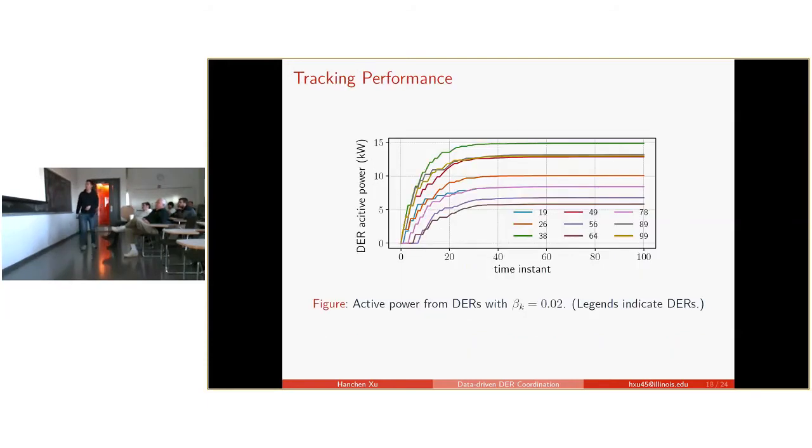And this is the tracking performance. Essentially the y-axis is the DR active power output, and this is a time instance. As we can see that there are some steps, essentially, which means that, for example, here, the DR at bus 99 does not update. Whenever it's flat, it means that it does not update at that particular iteration.